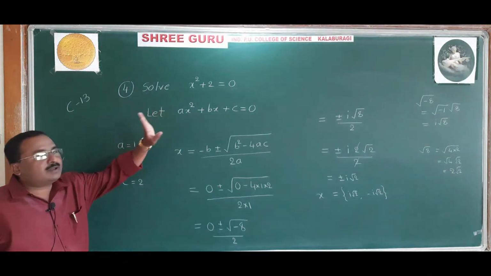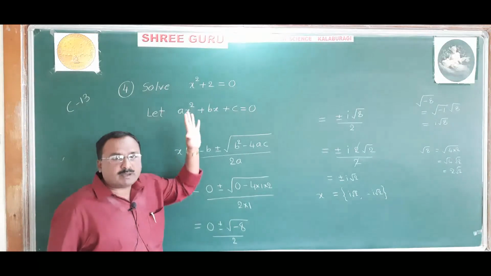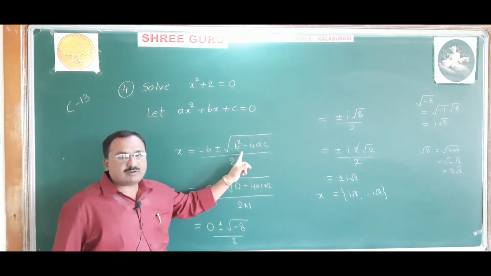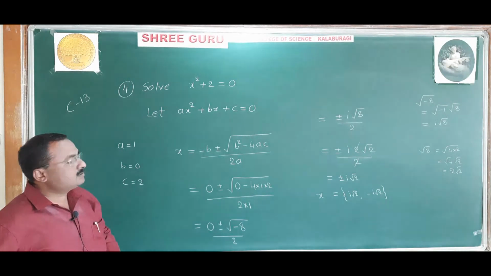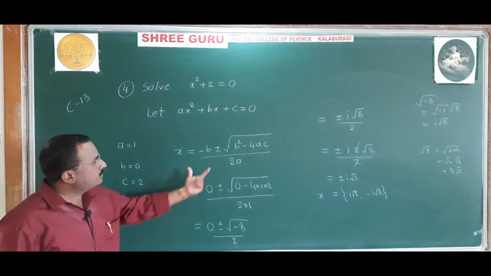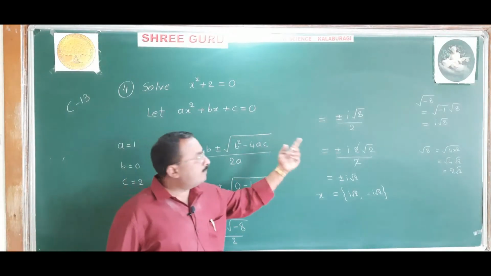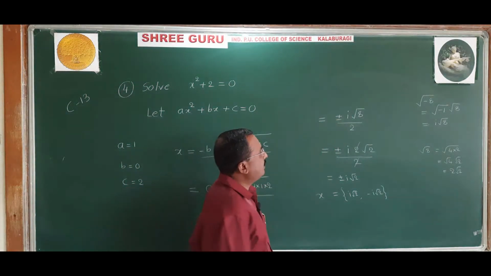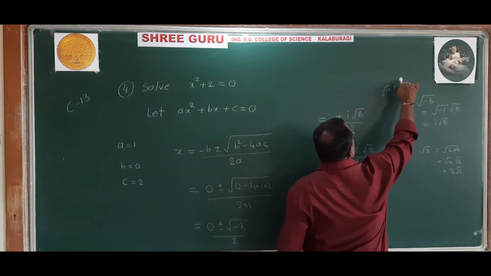Here x square plus 2 is equal to 0. This is non-factorizable form. Using the formula x is equal to minus b plus or minus square root of b square minus 4ac divided by 2a, substitute all values. Root of minus 8, taking the negative out, root of minus 1 is i. Keep in your mind, root of minus 1 is equal to i.